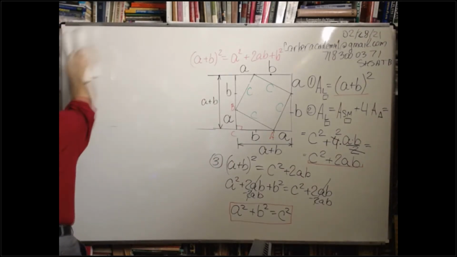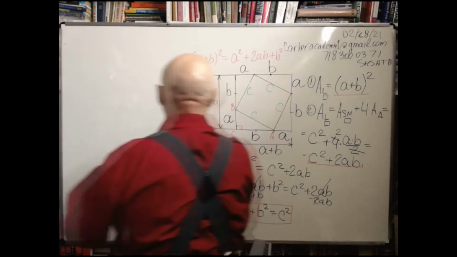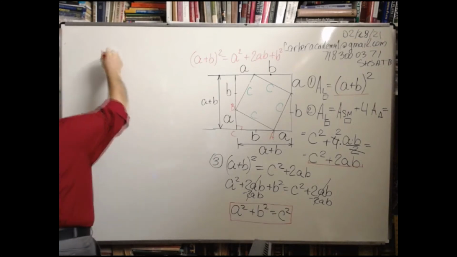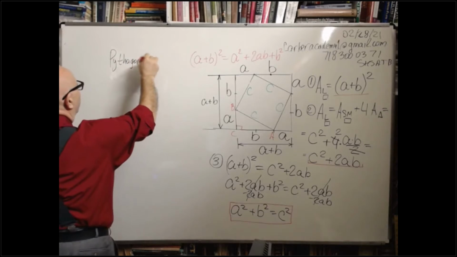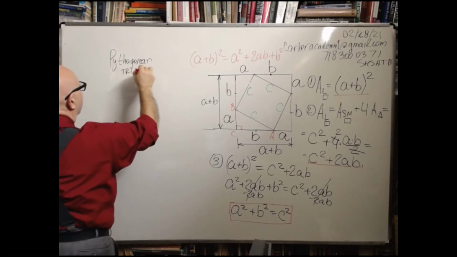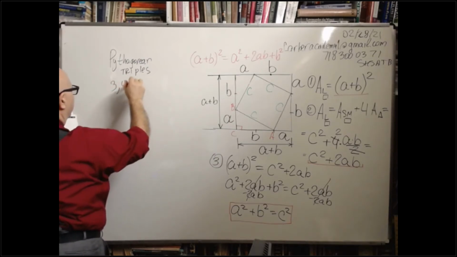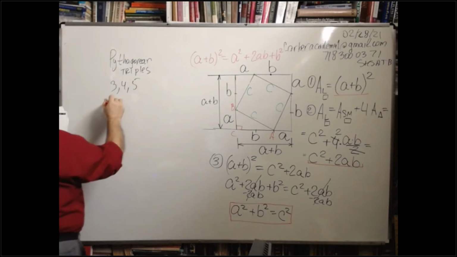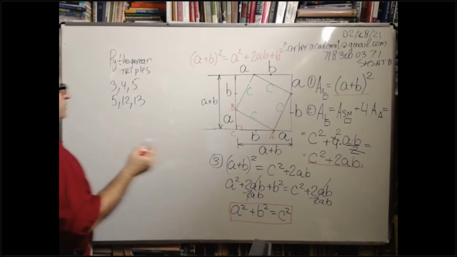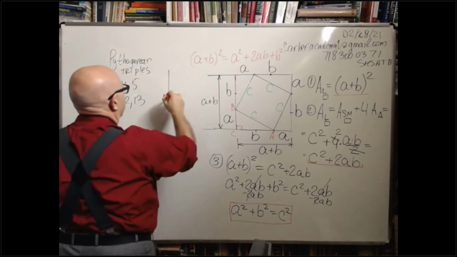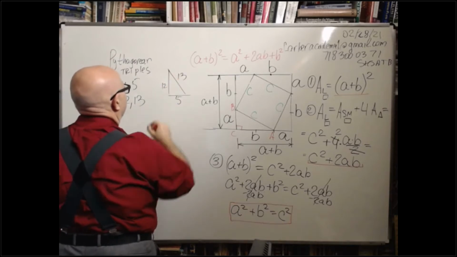Next subtopic is Pythagorean triples. Write it down. For instance, 3, 4, 5, or 5, 12, 13. How to see these Pythagorean triples? Look at this. Let's say this is 5, this is 12, this is 13, and we check.